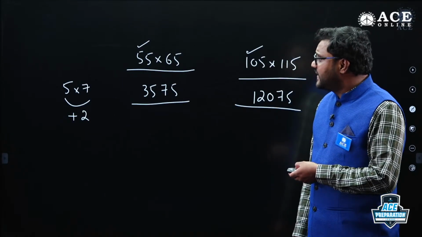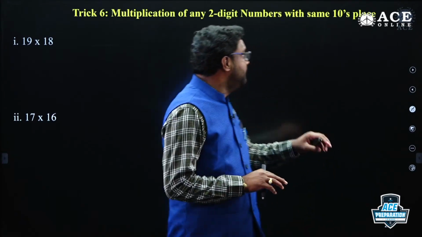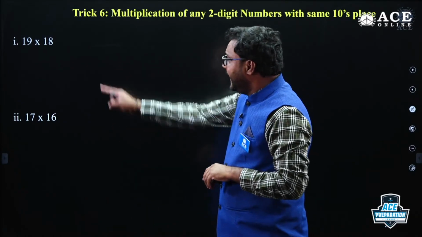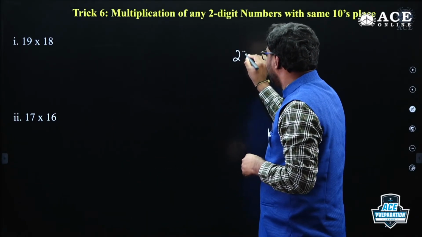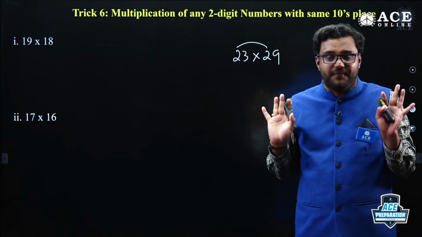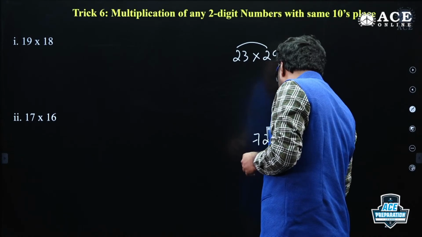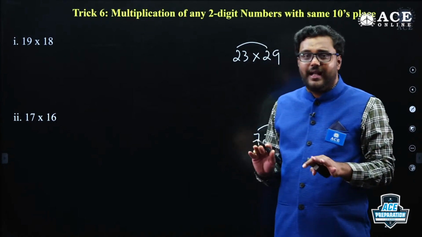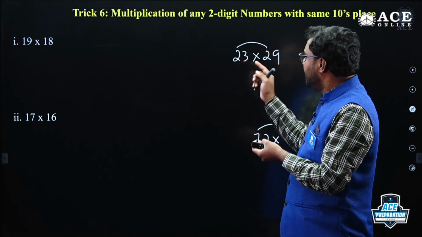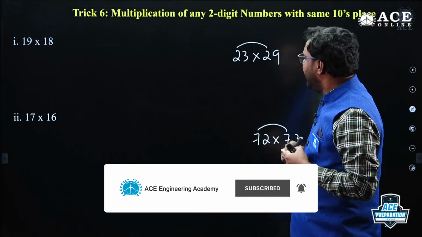Now let's see trick 6, my dear friends. Multiplication of any two-digit numbers with the same tens place. The tens place must be the same. Suppose 19 into 18 or 23 into 29, where the tens place is 2. Same tens place, that's the only condition from my end. 72 into 73 also, the tens place is 7. It's a very small condition, and you have a wide range of application for this. So you have to multiply two-digit numbers with the same tens place. Now how to handle this?